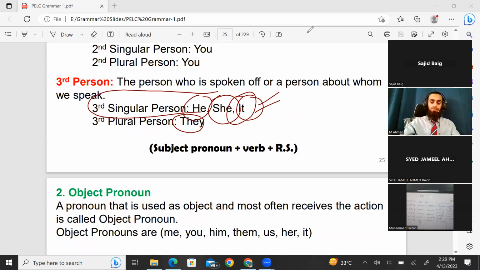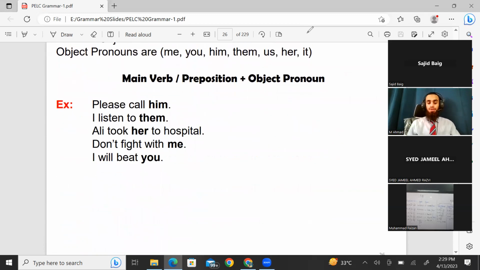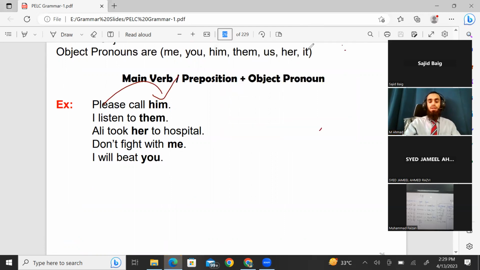Now, next we have the object pronoun. When the pronouns are used at the position of object, they are also going to be changed. For instance, please call him. Now him here is representing a person, and this is why it is called an object pronoun, right? Second, we have, I listen to them. Now them here is an object pronoun. Why object? Because these pronouns come at the position of object, right?